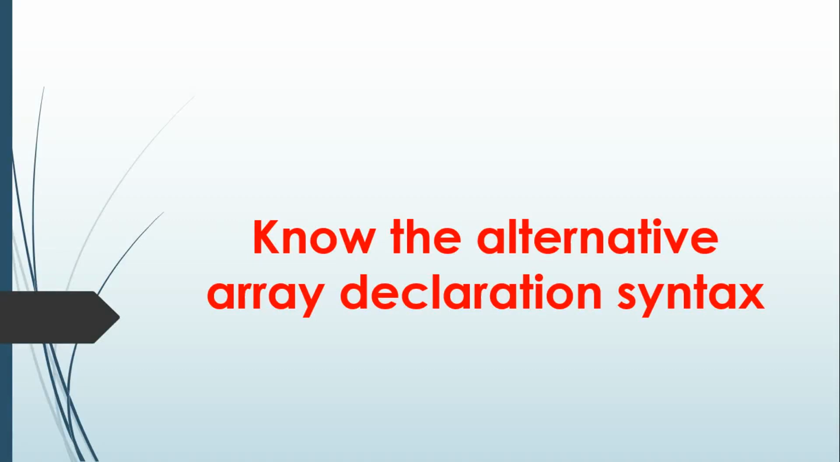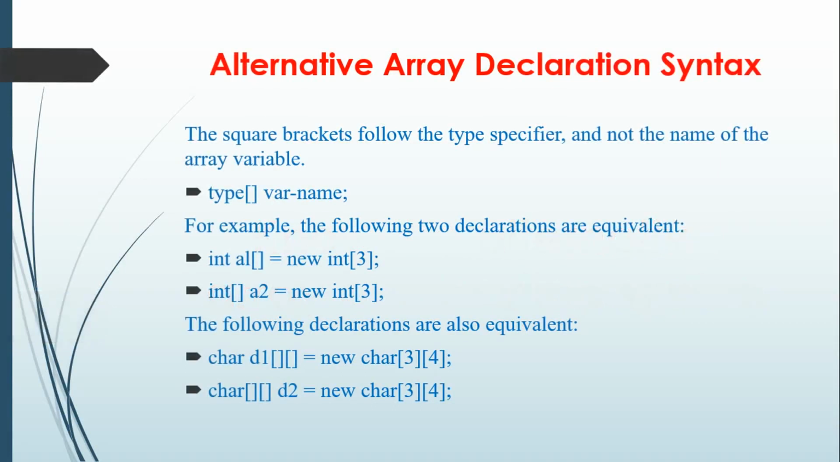Discussing the alternative array declaration syntax. The square brackets follow the type specifier and not the name of the variable. For example, type, square brackets, variable name. So it is the alternative array declaration syntax.